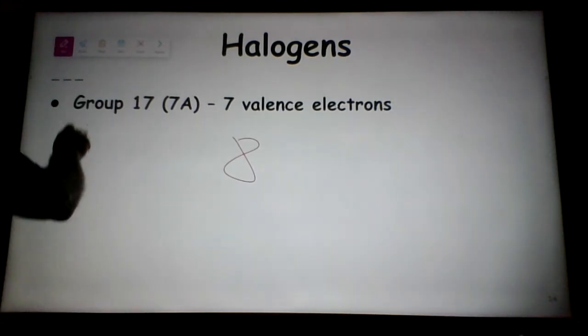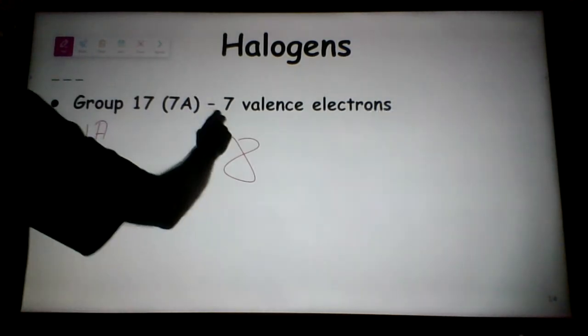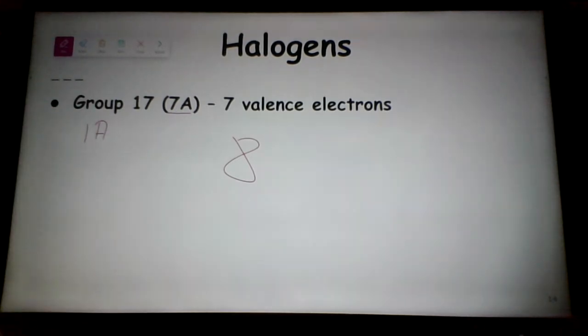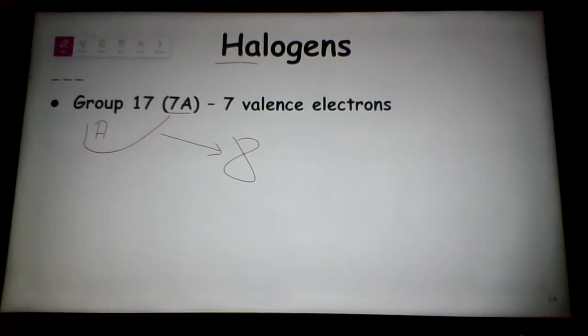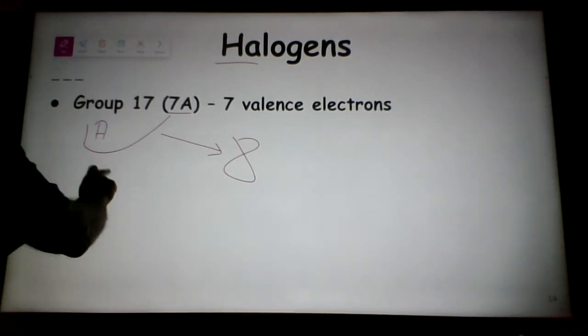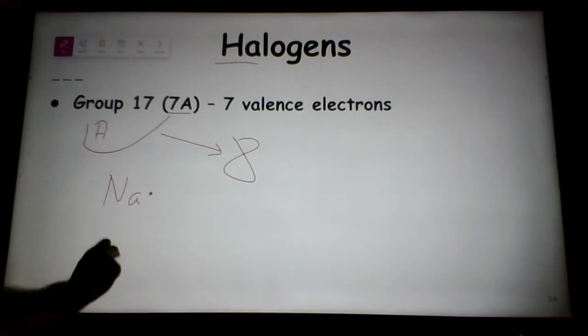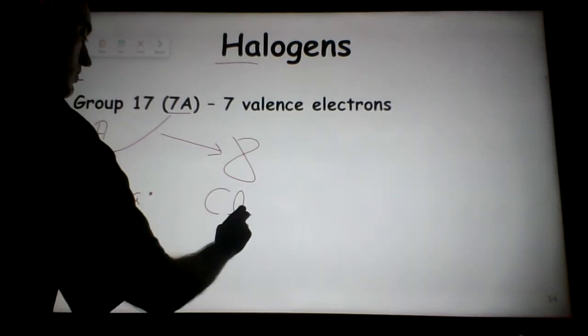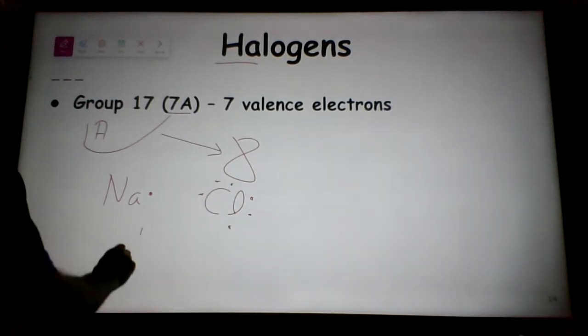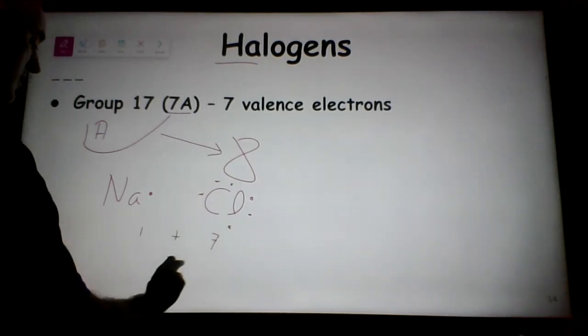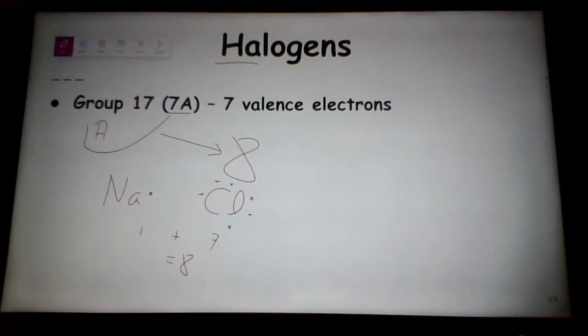Now remember, group 1A has 1 valence electron. This group right here has 7 valence electrons, the halogens. What does 1 plus 7 equal? That equals 8. So this will help us see a little bit more easily why sodium, which is in group 1A with 1 valence electron, hooks up with chlorine, which is a halogen, group 7A, 7 valence electrons. This 1 plus these 7, that's a total of 8 valence electrons. And that's where we get sodium chloride, or the table salt that we put on our French fries.